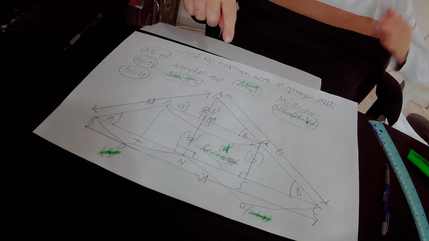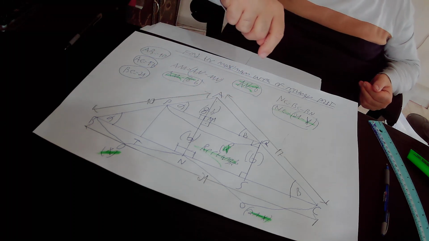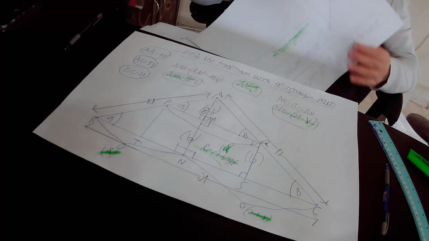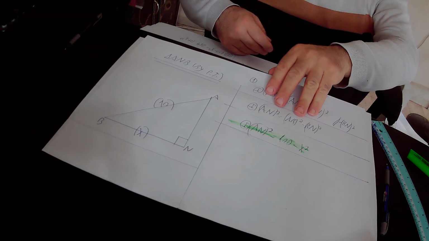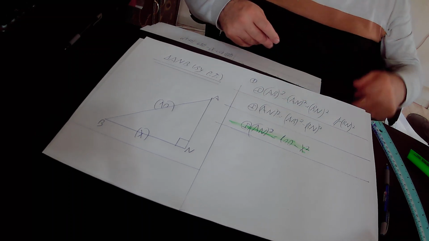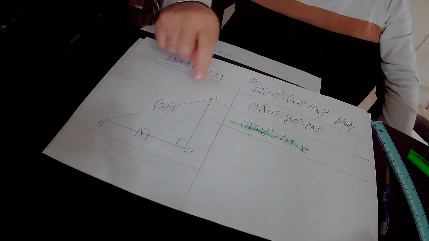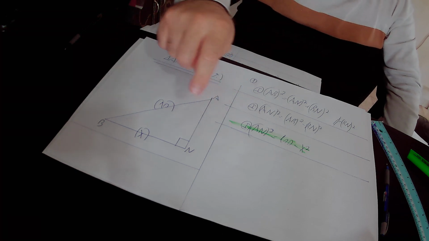In the next step, I copied the right triangle A and B. In the new page, we implemented the Pythagoras theorem on this right triangle, triangle A and B. According to the Pythagoras theorem, in any right triangle, the square of the hypotenuse equals the sum of the squares of the perpendiculars. In this right triangle A and B, the hypotenuse is AB, therefore the square of the hypotenuse is AB square, and it must be equal to AN square plus BN square.